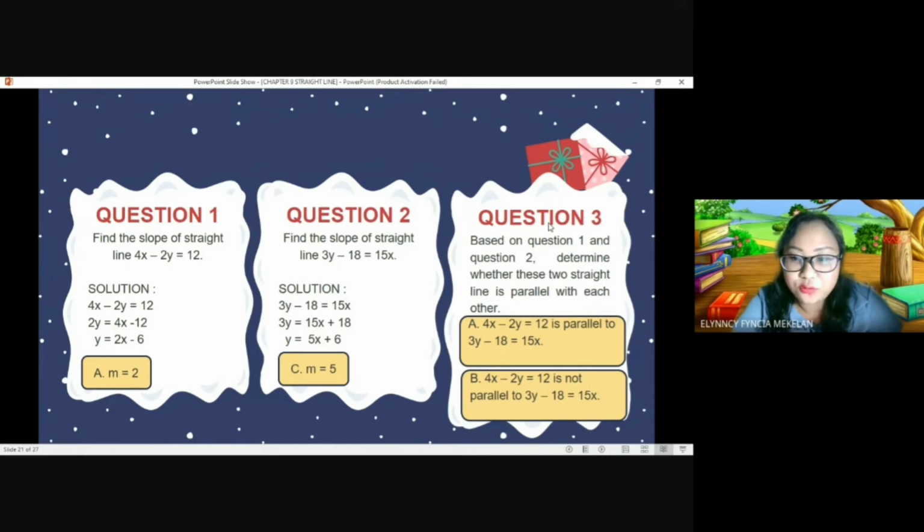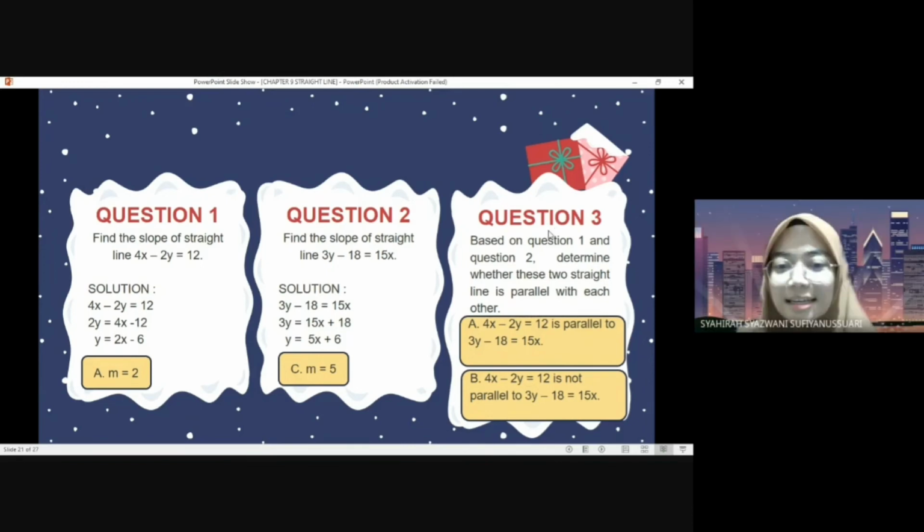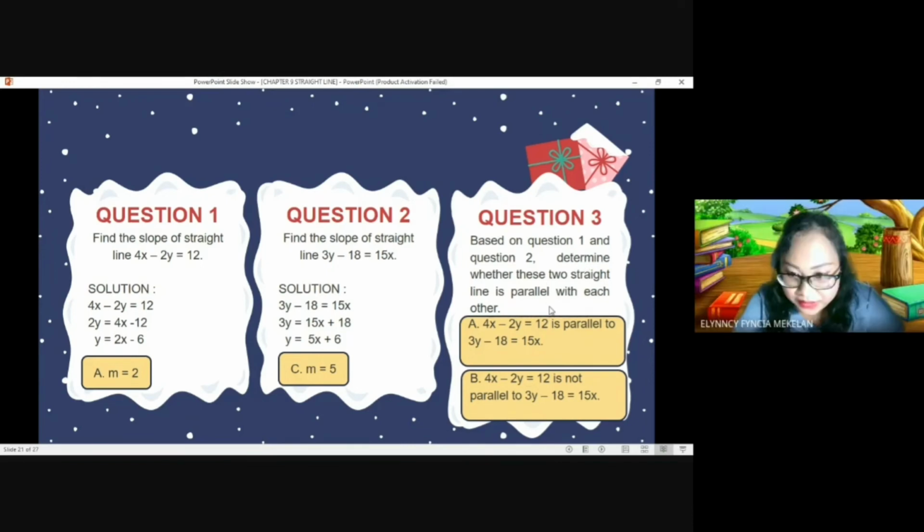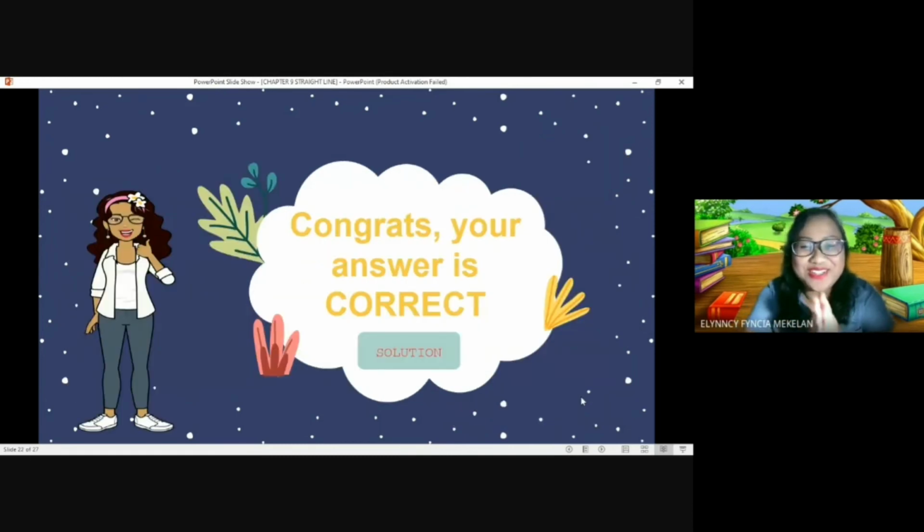Based on question 1 and question 2, determine whether these two straight lines are parallel with each other. I want Shara. Can you tell the answer? I think it's B. Okay, let me check. Wow, good job. I'm so proud of you.